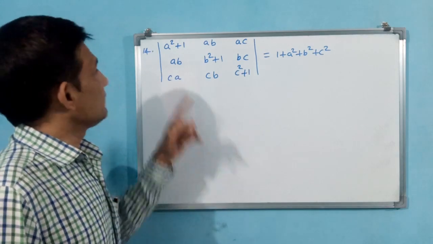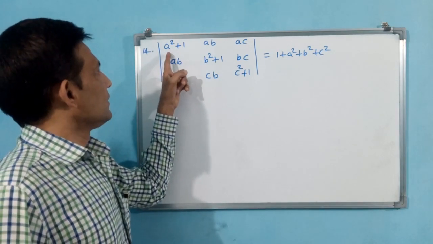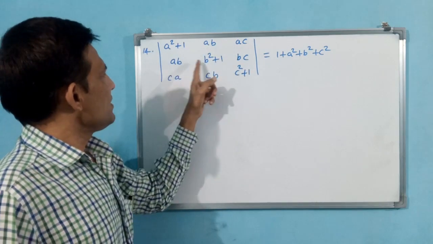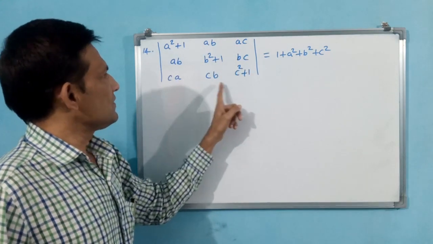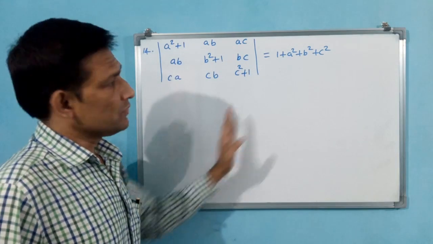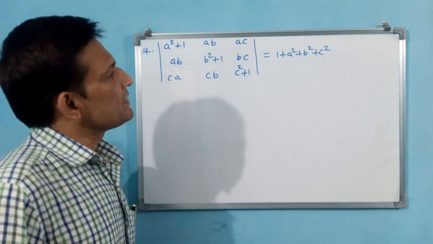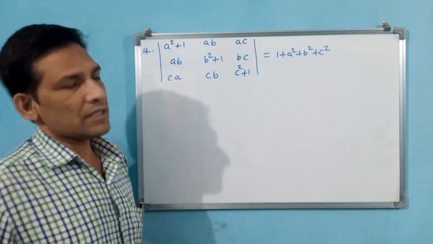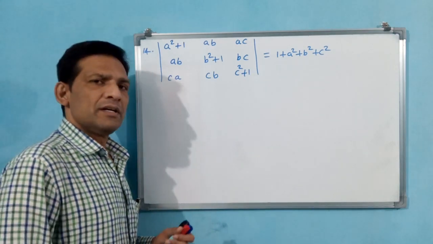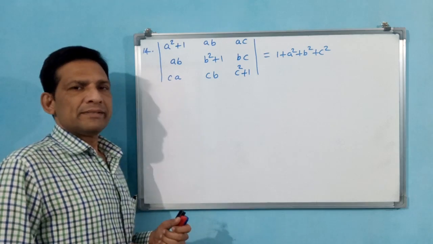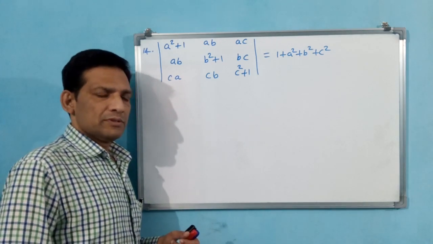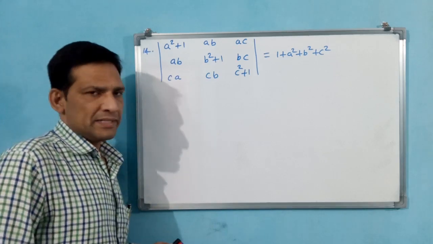See what they have given. Question number 14. We have to prove that the determinant with rows a square plus 1, ab, ac; ab, b square plus 1, bc; ca, cb, c square plus 1 equals 1 plus a square plus b square plus c square. Okay, this is the RHS. The condition is you can expand, or you can use properties of determinants, both you can do. That means there is no restriction for expansion.